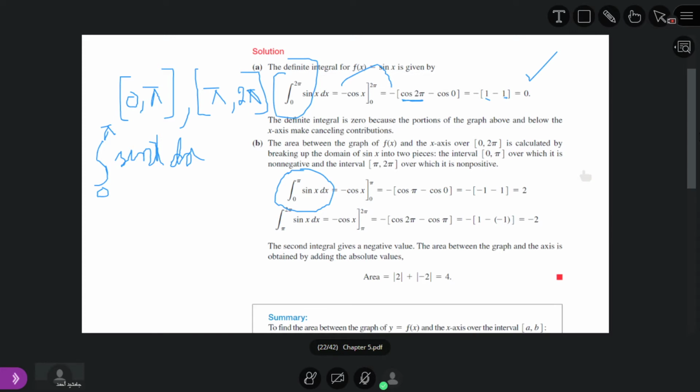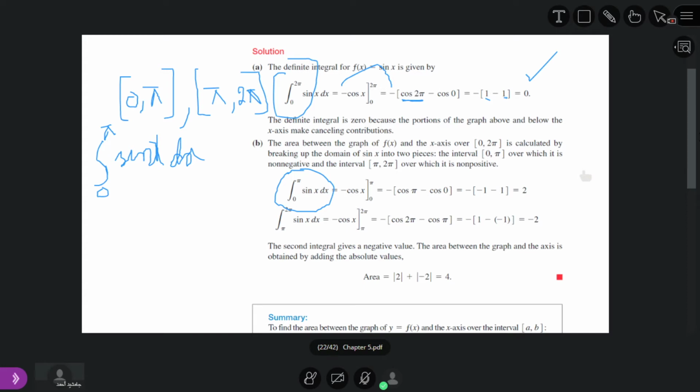It means we have to find first the zero of the function, and each endpoint will be the zero of f of x. So this is the first step: first of all we have to find the zero of f of x. Then we have to divide the given interval into subintervals.